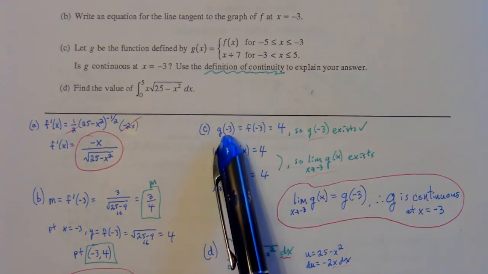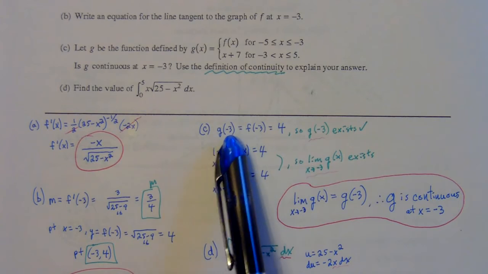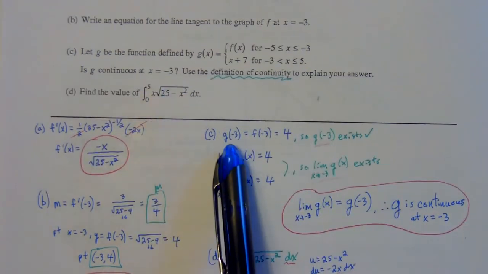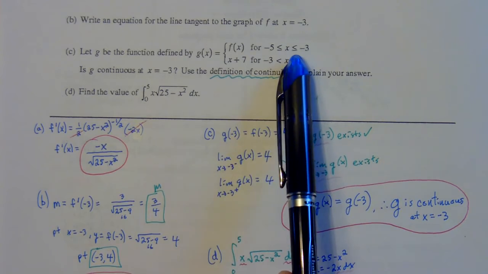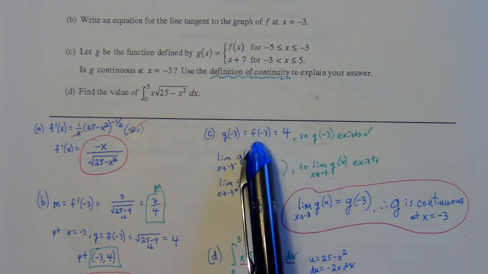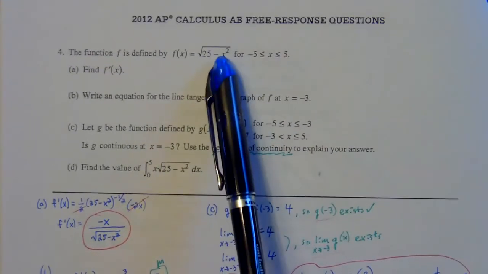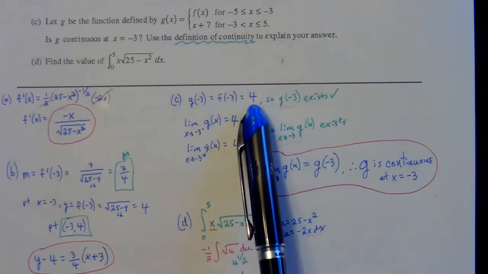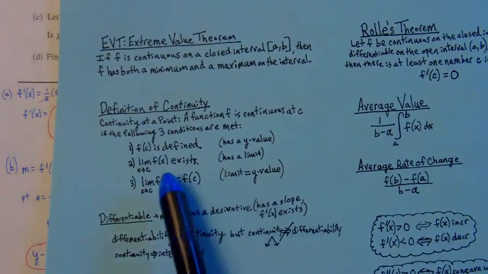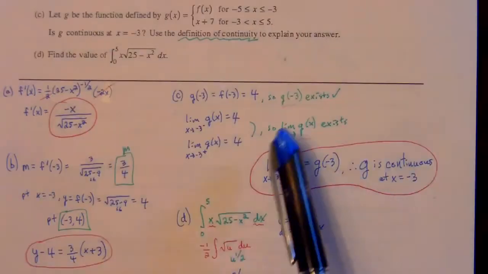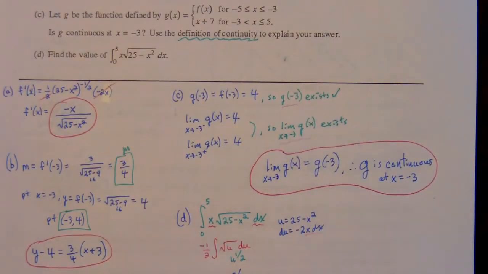So first thing, to show that the y value exists, it says at -3, so I'm going to find g of -3. So g of -3, that's where the bar's at. That's this guy right here. That's equal to f of -3. And we already said when I plugged in -3 for that x right there, it did give me 4. So that's the first part of that formal definition of continuity that says f of c is defined. So that means g of -3 actually exists.